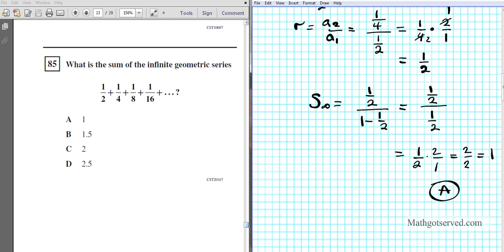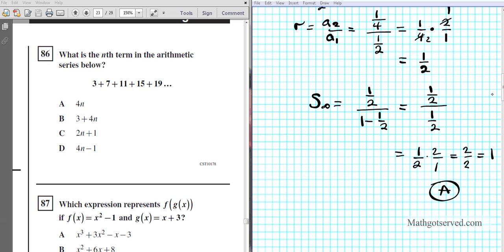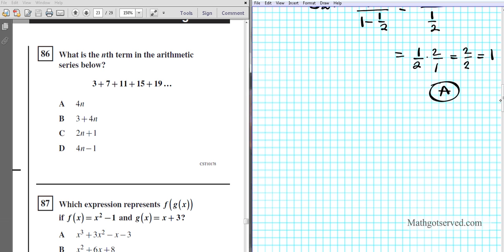Alright, now let's move along to the next problem. Let's take a look at problem 86. It says, what is the nth term in the arithmetic series below? So we have an arithmetic series right here. What's the formula for the nth term? You need to remember your formula for the nth term of an arithmetic series to be able to do this, or you can look for a pattern to figure it out.